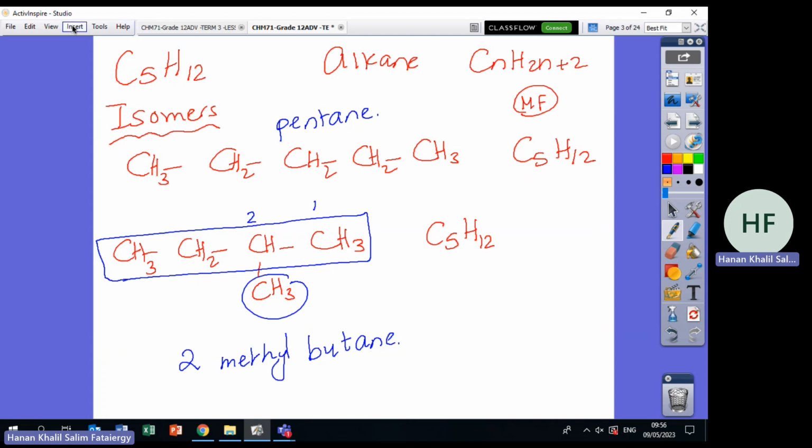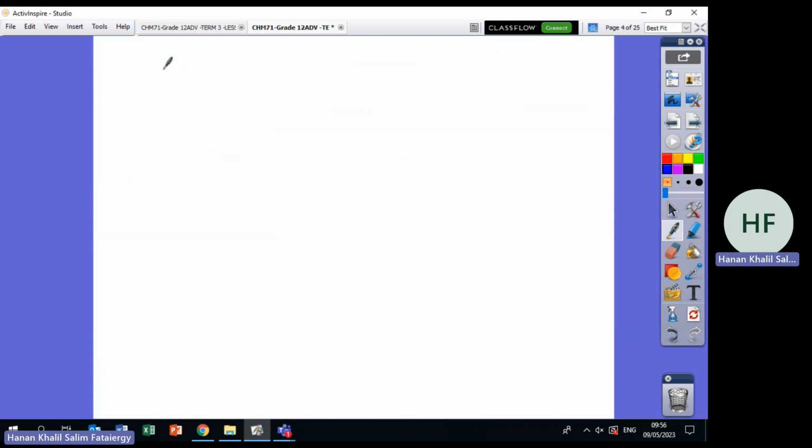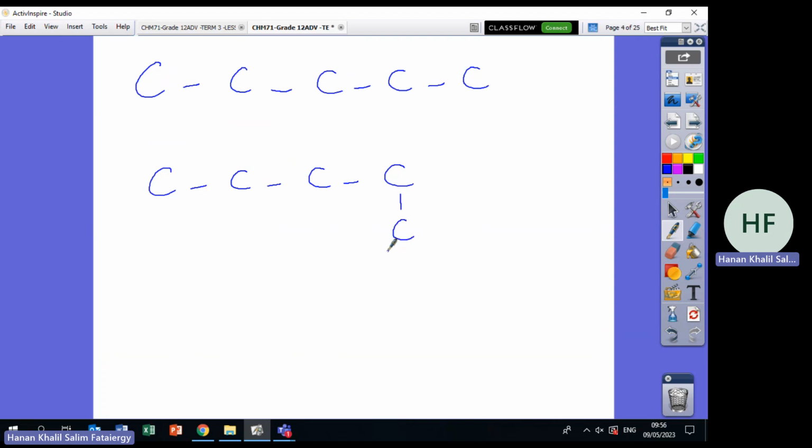When drawing the isomers, I want to tell you something very important. If somebody says 1, 2, 3, 4, 5, and another isomer is 1, 2, 3, 4 and I will put the branch here, this is not counted as a branch. It is as if you took this one and tilted it down. So this is not a branch.